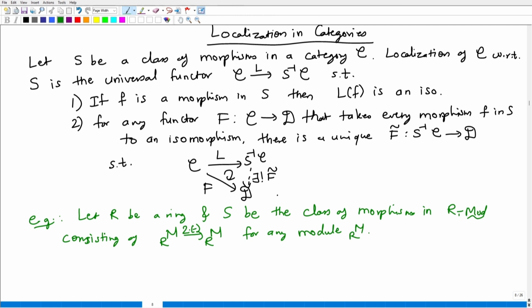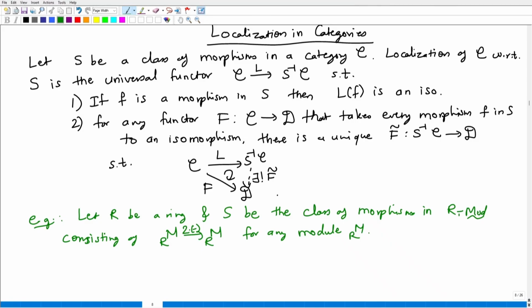Then what will happen to the map that is X mapping to 4X? If X mapping to 2X is always inverted, then X mapping to 4X, which is a composition of two such maps, will also be inverted. So in fact, all powers of 2 will be inverted. So automatically, multiplication by 2 to the n will also be inverted.